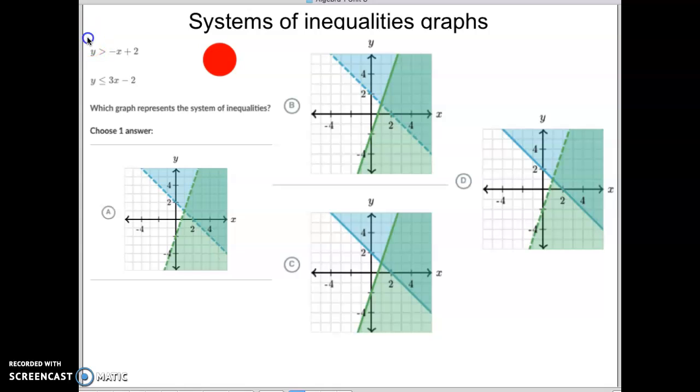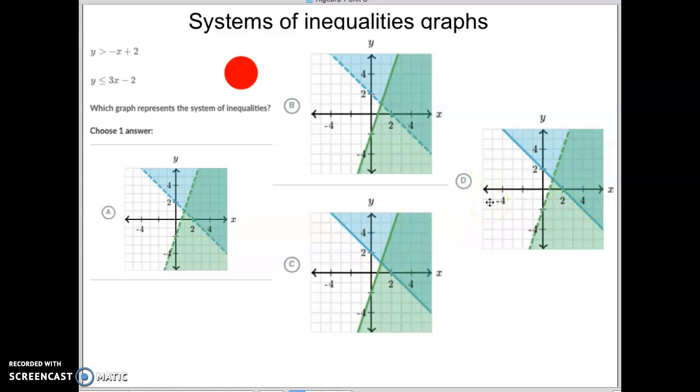This first line, which is always your blue line, so just know the top one is your blue line, does not have an equal sign. So the blue line should be a dashed line. You'll notice that in letter A, the blue line is dashed. Letter B, the line is dashed. But C and D both have solid lines for the blue one. So we can already cross out C and D.